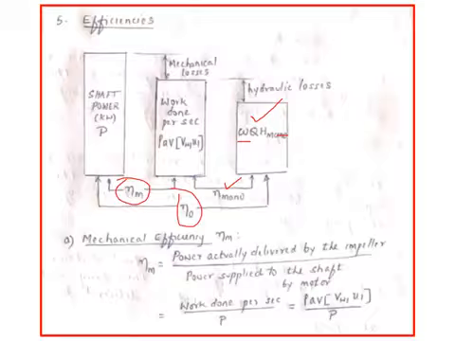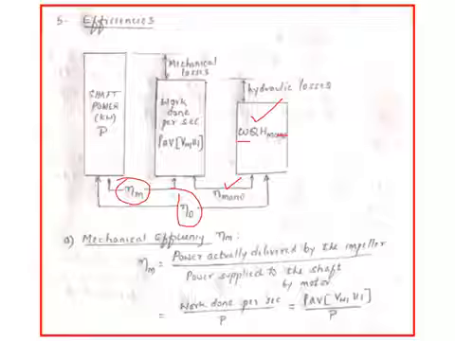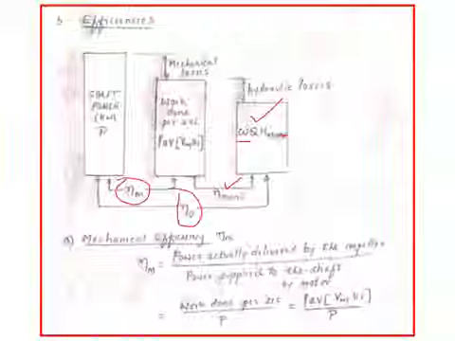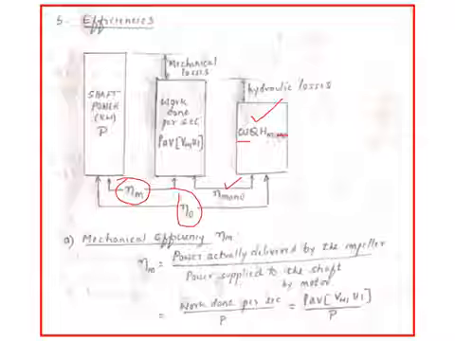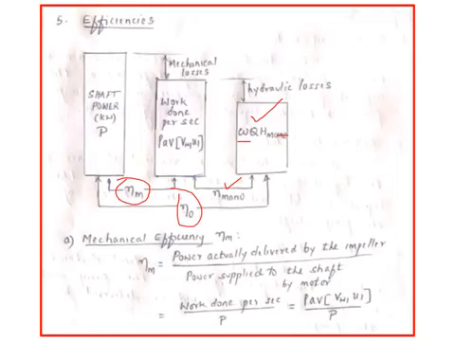So what is mechanical efficiency? It is the ratio of the power actually delivered by the impeller. What is the power actually delivered by the impeller? It is work done per second, to the power supplied by the prime mover or by the motor, which is P. So therefore it is work done per second divided by the power supplied to the shaft by the motor. So therefore rho AB VW1 U1 divided by P.